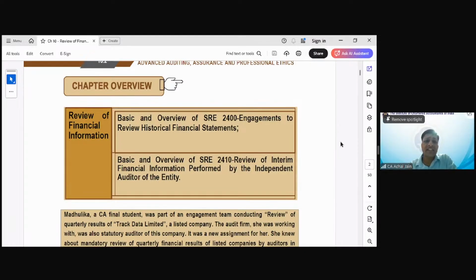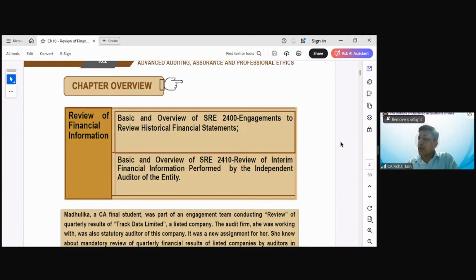Now, as regards these two standards, these are in relation to review. So here again, we are not looking at audit, something that we also saw in our discussion in the previous session. Here again, we are not going to audit the data or the financial information. So it will be a different scope. And what is going to be the scope? It will be review.